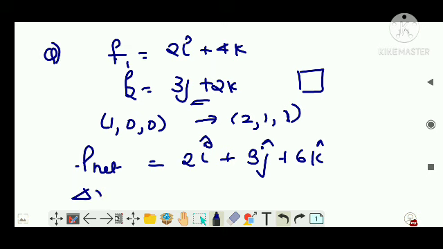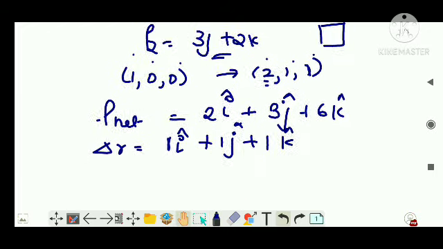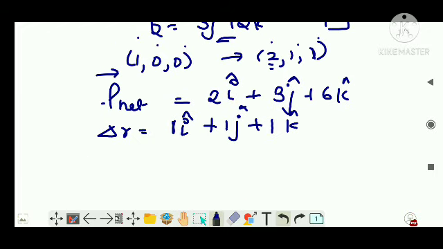What will be the displacement vector? It will be 2 minus 1, that is 1i. See, I am doing it in a single step itself. You can write it as 1i plus 0j plus 0k, then you can write 2i plus 1j plus 1k, and then you can subtract, but I am straight away doing it. So 2 minus 1 is 1i cap, 1 minus 0 is plus 1j cap, and 1 minus 0 is plus 1k cap, right? This is the delta r vector, and you have the net force vector also, right?